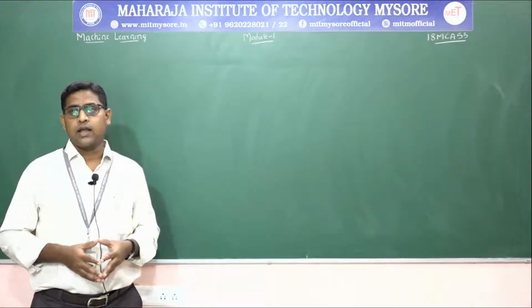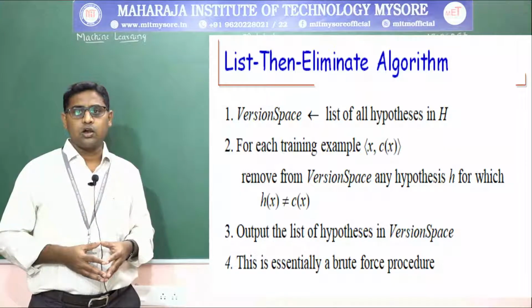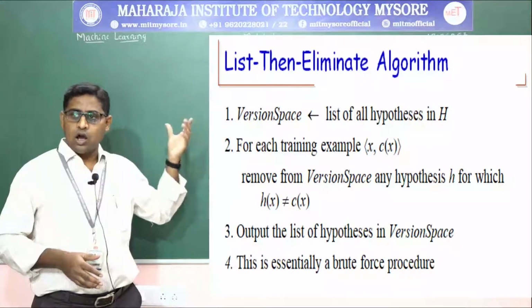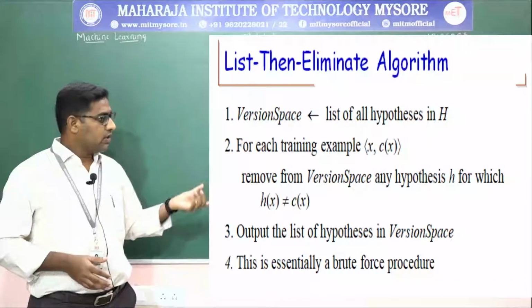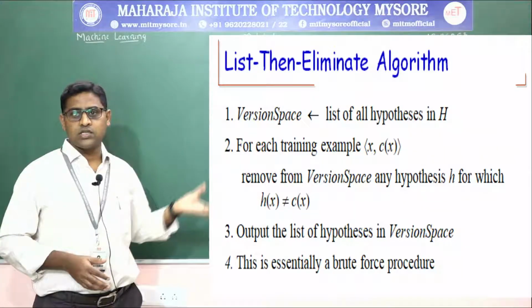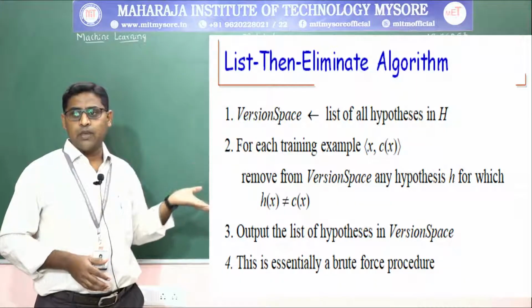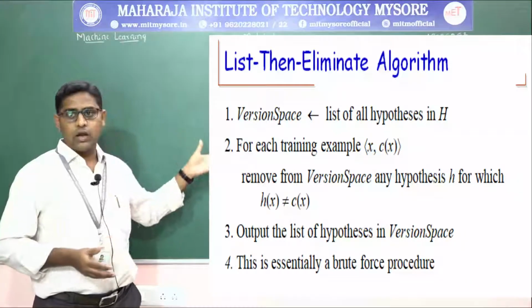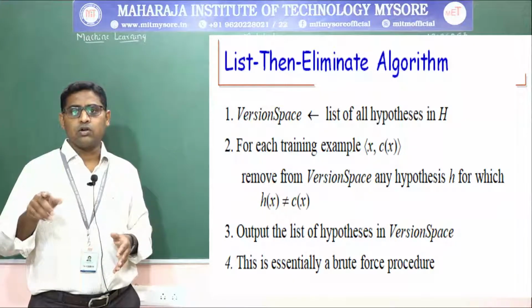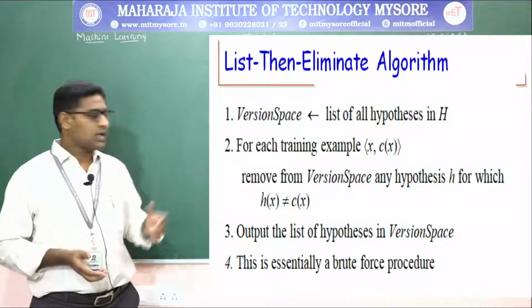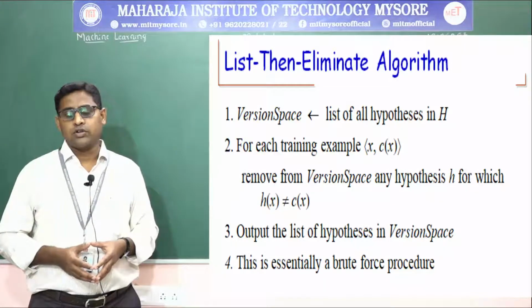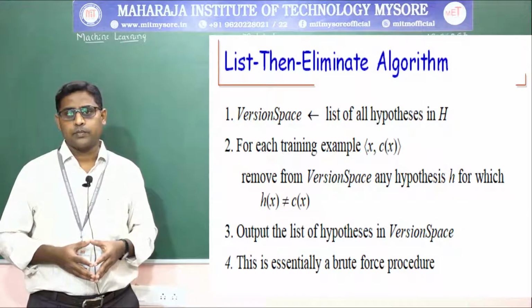Next is the List-Then-Eliminate algorithm. It is defined in four easy steps. First, the version space VS_{H,D} lists all the hypotheses in H, all the hypotheses present in the hypothesis space. Then, for each training example <x, c(x)>, we remove from the version space any hypothesis h for which h(x) is not equal to c(x). Finally, the output is the list of hypotheses remaining in the version space. This is essentially a brute force procedure for the List-Then-Eliminate algorithm.